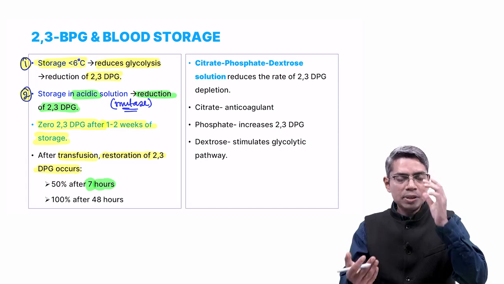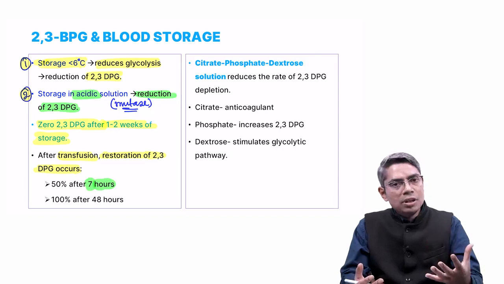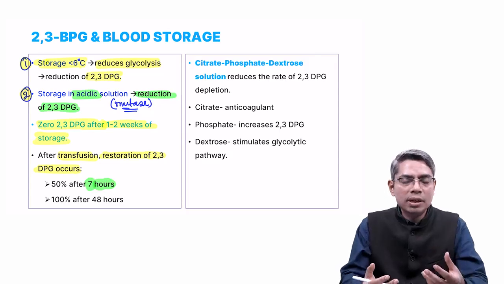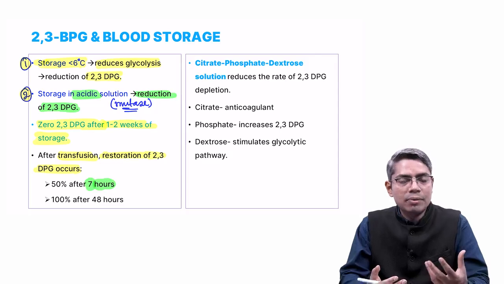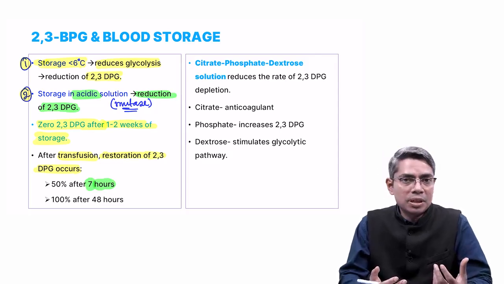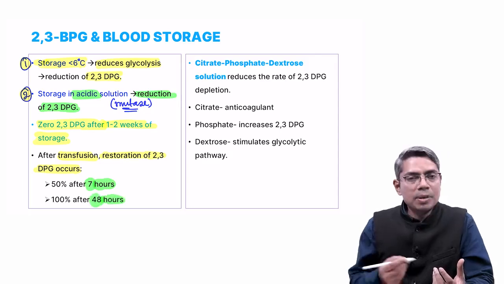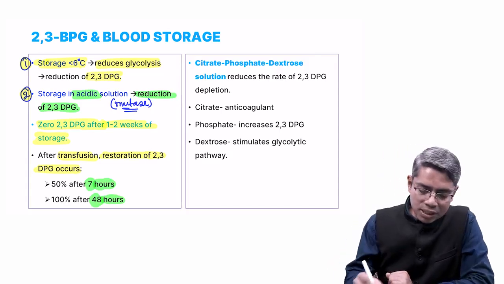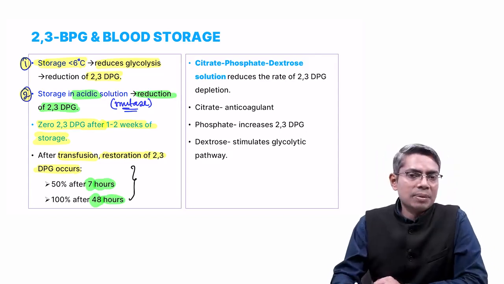So if you are giving storage blood, okay, then you know that this storage blood will give oxygen supply properly to the tissue, but for that you require generation of the 2,3-DPG, and at least 7 hours is required for 50% restoration of 2,3-DPG production, and within 48 hours 100% replacement of the 2,3-DPG occurs inside the RBC. So this is the information that you should remember, because in MCQ they ask this question multiple times.